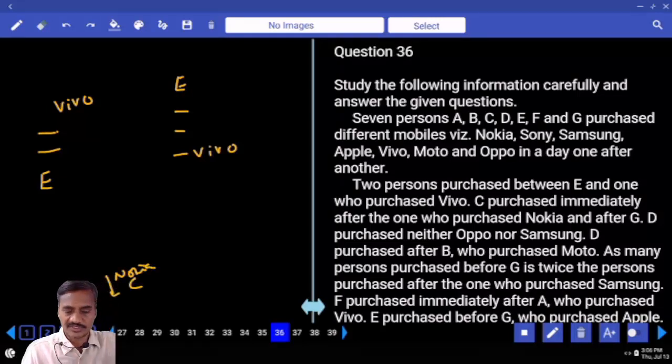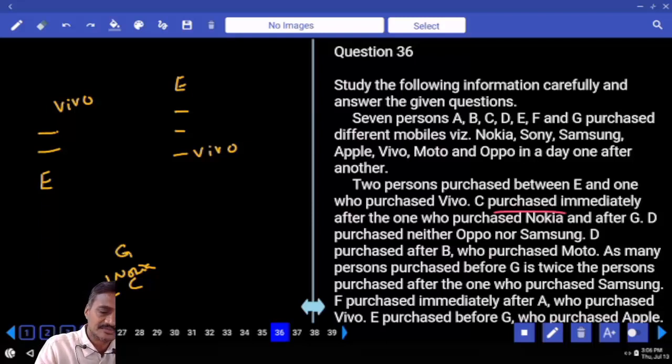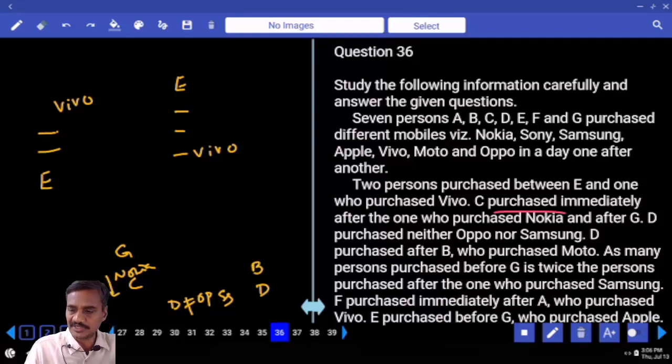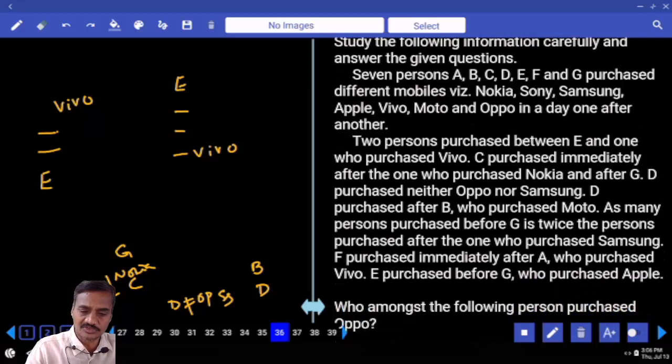And C is immediately after Nokia and after Z. Now who is after Z? C is after Z. And D purchased neither Oppo nor Samsung. D is neither Oppo nor Samsung. And D purchased after B. Where is this D? D is after B. B purchased Motorola.